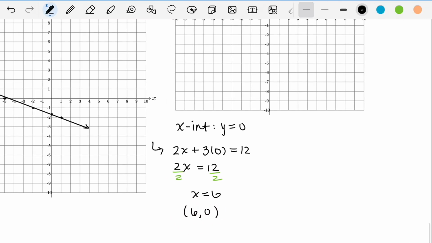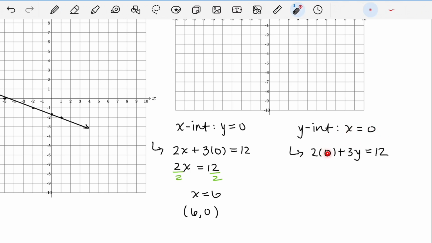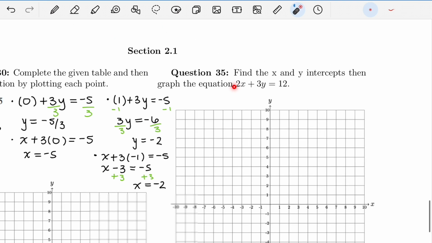Now for our y-intercept, we're going to do the same thing, but now setting x equal to 0. So we have 2 times 0 plus 3y is equal to 12. Okay, so just plugging x is equal to 0 into our equation up here.